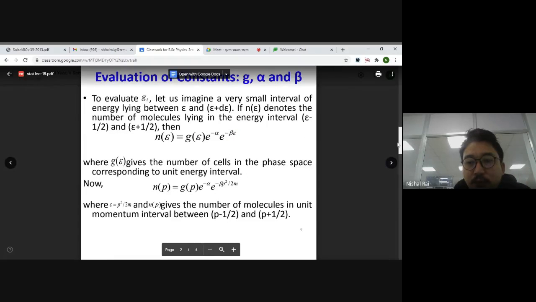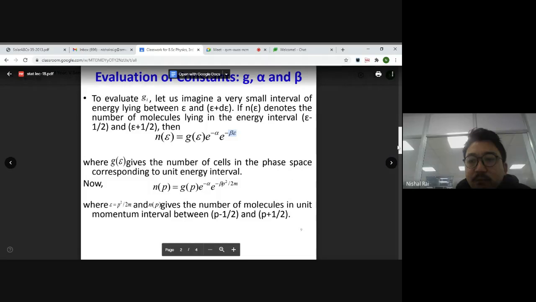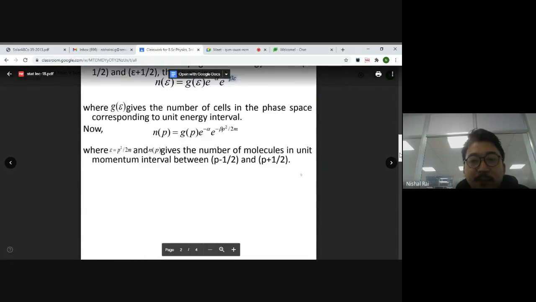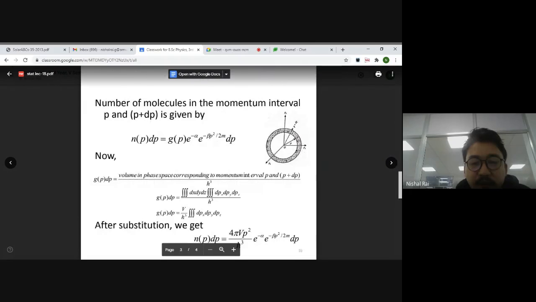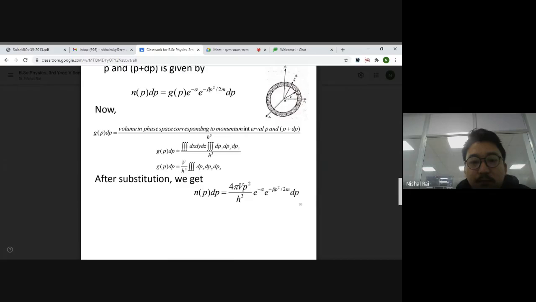After that, what did we do? We wrote this distribution in terms of your momentum simply by changing your energy to p square divided by 2m. This was basically for your free particle. And we have already determined that for the free particle. So that came out to be what? Basically this: 4 pi p square divided by h cube.